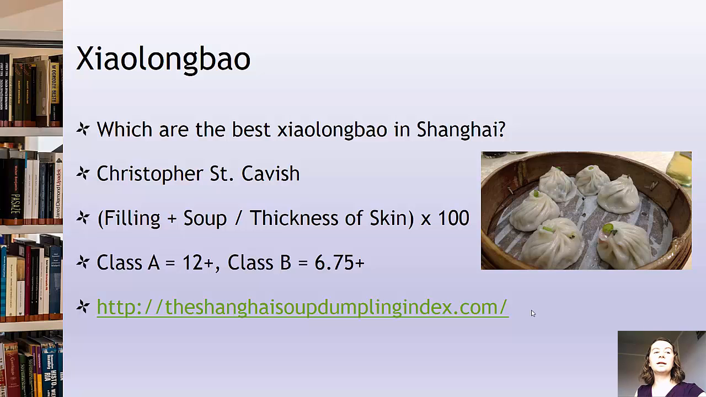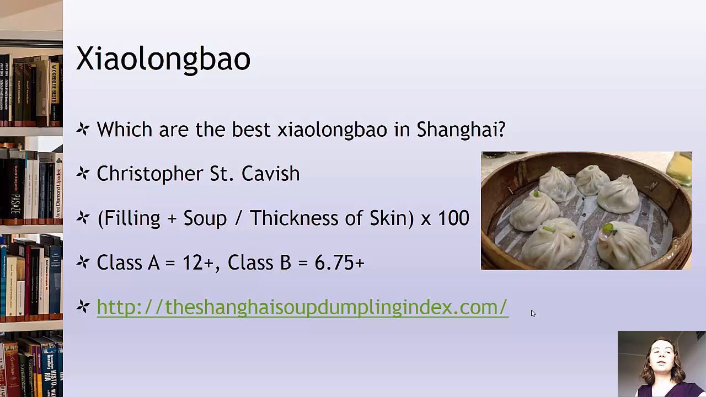He therefore created a formula which uses the weight of the filling and the thickness of the wrapper to come to a numerical rating for the dumplings from Shanghai restaurants. He then looked at the range of ratings and divided them into classes, with Class A being the best dumplings in Shanghai. If you're interested in his results, you can take a look at his website.